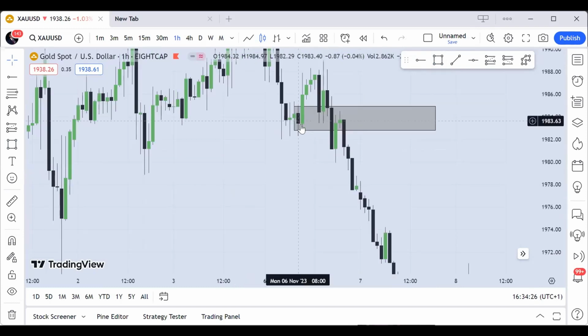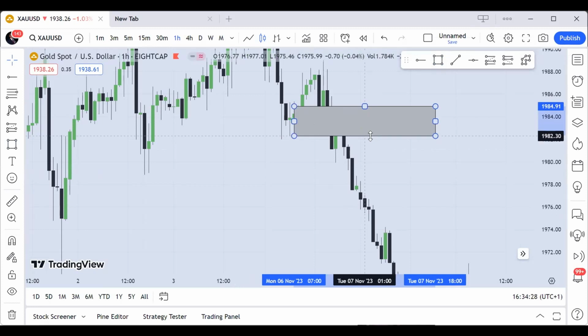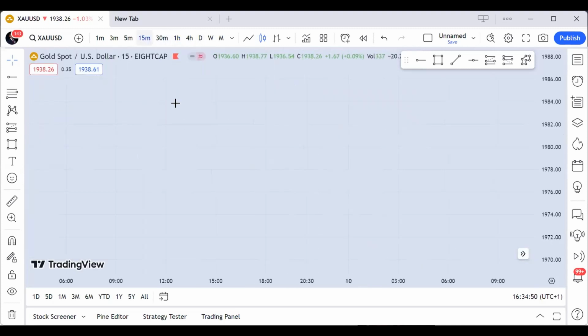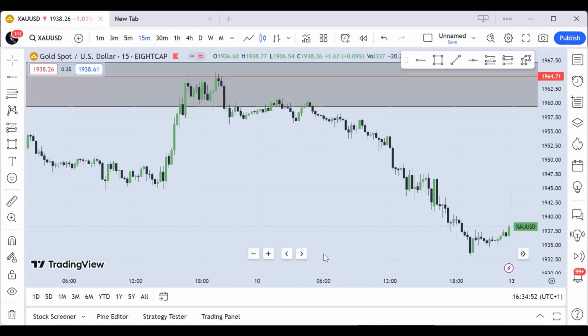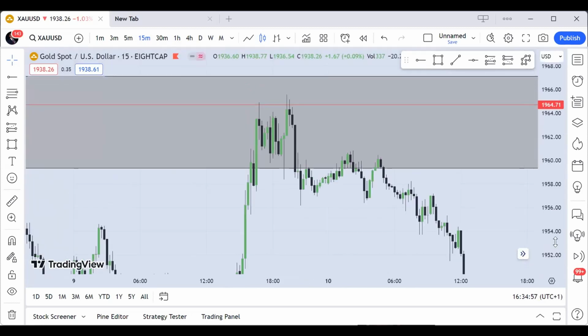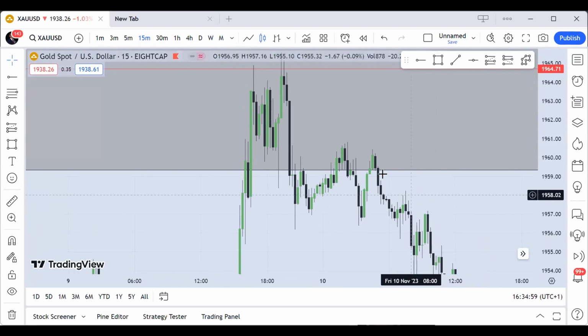So when price broke, remember I said the break must be below the wick. So the wick of this bearish candle was broken by this candle. Now price will retrace back inside this zone. Now inside this zone, there will be a level on 15 minutes. If it's 1 hour, the level should be 15 minutes that caused this breakout. So you go down to 15 minutes and you will see that level, the 15-minute level that caused the break, which was here.